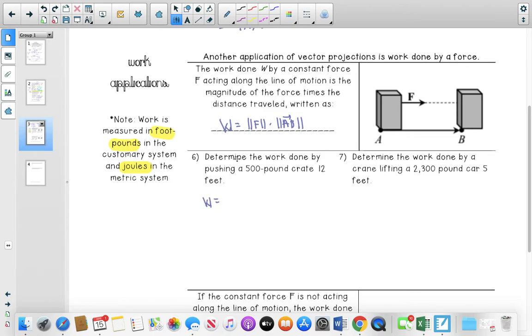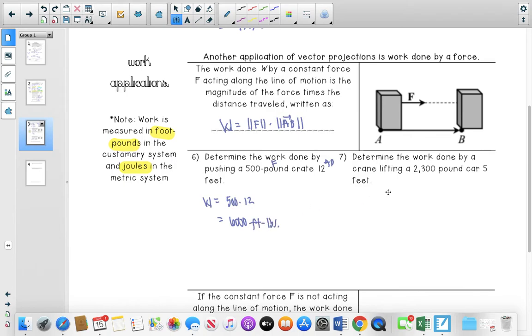Okay, so determine the work done by pushing a 500 pound crate. I said 500 foot, 500 pound crate. Well, that's the F. And the 12 is the AB because that's the distance traveled. So you're literally going to take 500 times 12. And that's 6,000. And since it says pound and feet, that means we're in the customary unit. So the answer is foot-pounds.